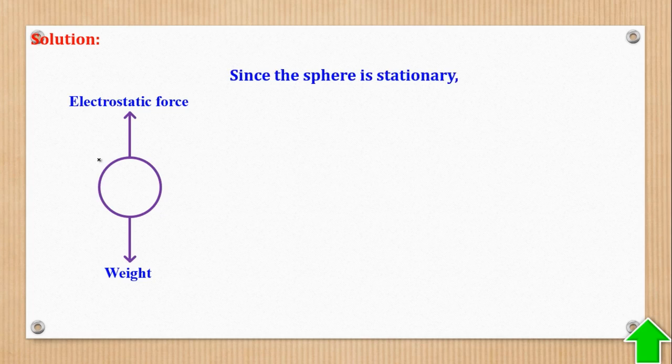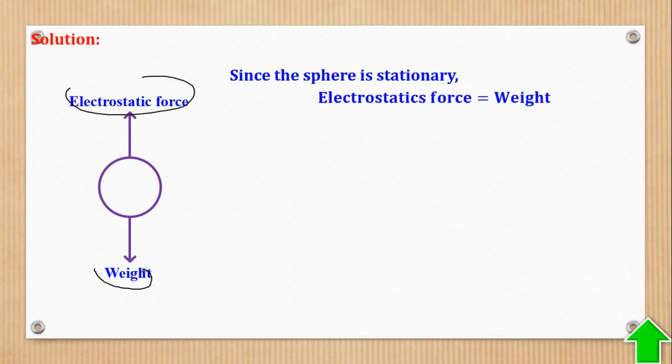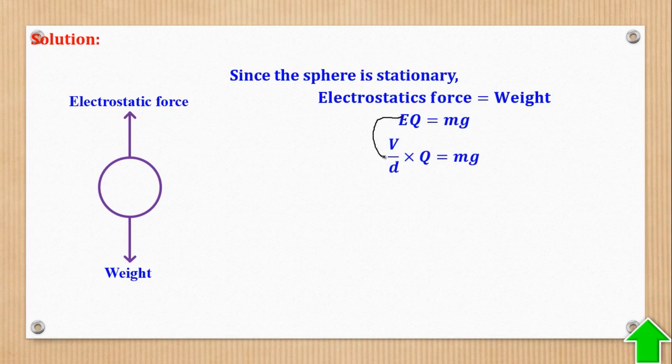But they also wanted the charge, so since the sphere is stationary, it implies that this force is equal to this weight. Therefore, I'll come and substitute for force. We already saw in case 1 that F is equal to EQ, and weight is equal to mg in case 2. When I equate the two, I'll also remember that electric field intensity is equal to V over d. We have already seen that. Therefore, I can make Q the subject by taking all these ones this side to come up with this.